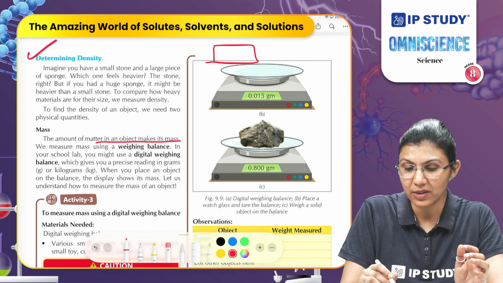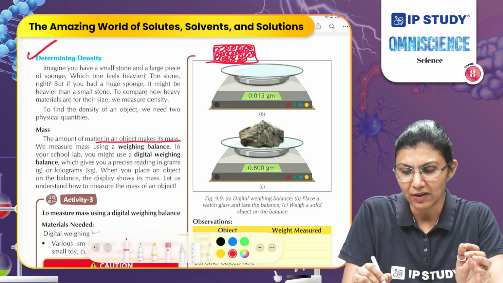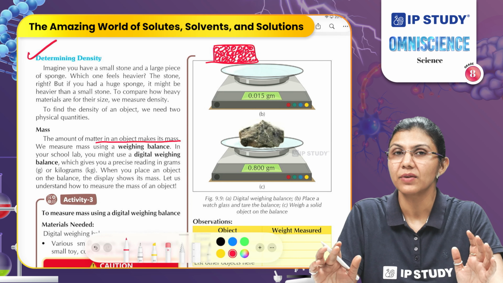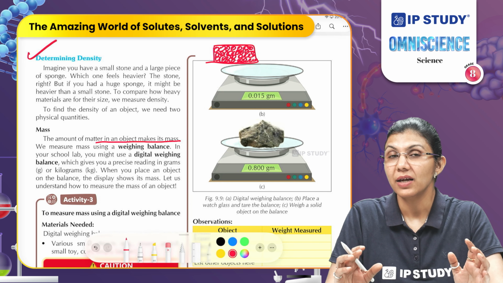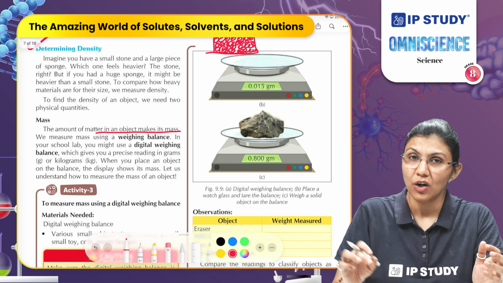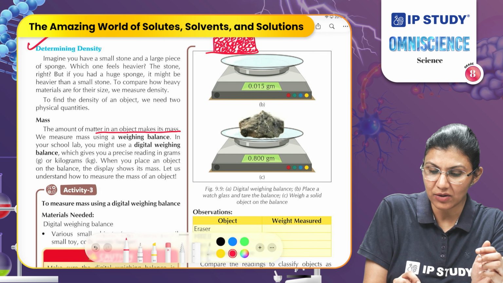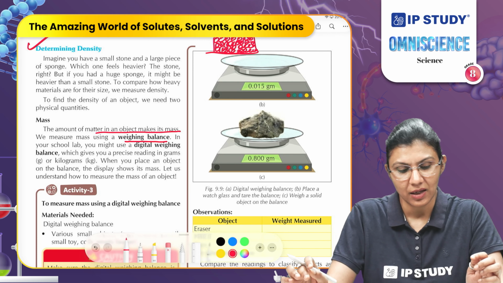So, if we say in a brick, suppose there are thousands of particles of a substance. So, what will happen? These substances are making the mass of that. The sum of these particles is making the mass of that substance. To measure the mass, we use a device called weighing balance.